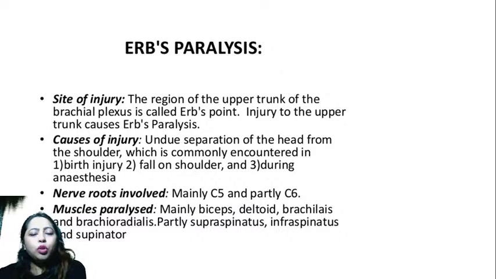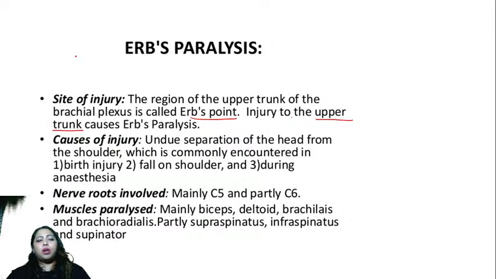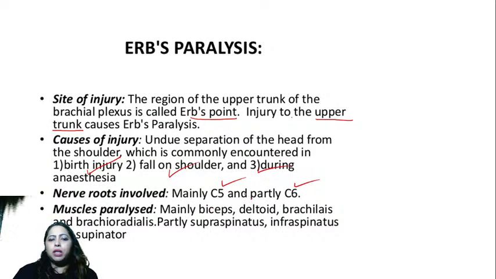This is the first thing we have seen. The site of injury is Erb's point, where many structures arise, that is the upper trunk, and that's why this is an injury to the upper trunk. So you must remember this. Then what are the causes of injury? It could be a birth injury, or a fall on the shoulder, and during anesthesia the plexus of nerves could be disturbed. Which roots are involved? C5, C6 roots.